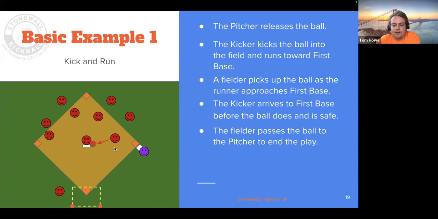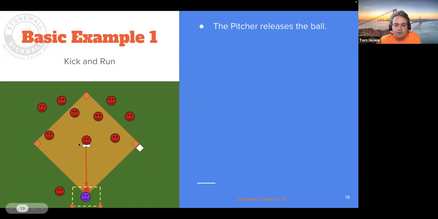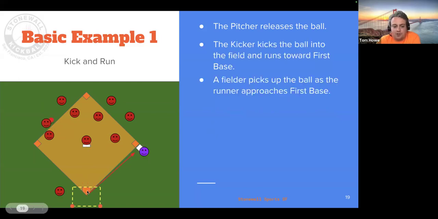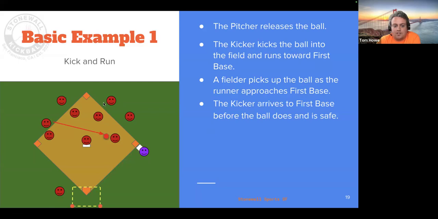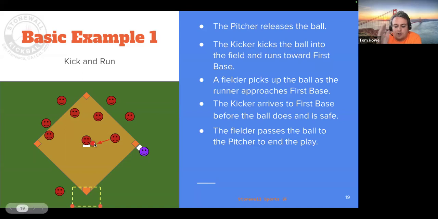This is very important, and it's something that a lot of newer players tend to struggle with. When I say every play or every sequence of events begins and ends with the pitcher, this is what I mean. Every play starts with the pitcher pitching the ball towards the kicker, and play can continue, meaning runners can continue to move around the bases, until the ball is returned to the pitcher to end the play.